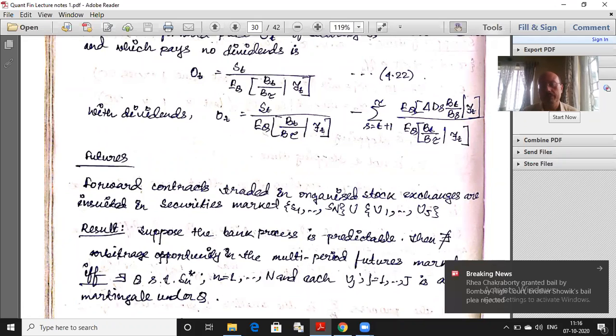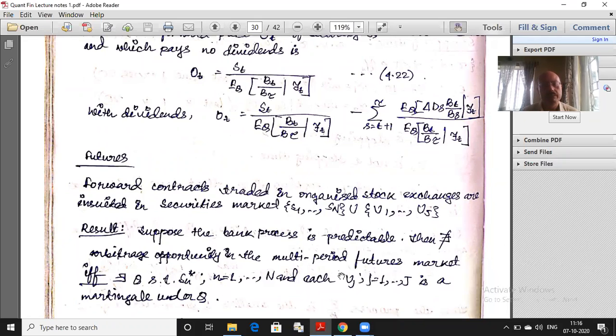So there is no arbitrage opportunity in the multi-period futures market if and only if the same condition holds for both the discounted stocks as well as the futures contracts. If and only if there exists a Q such that S_n^* for all n and each of these F^j for j from 1 to capital J are martingales under Q.